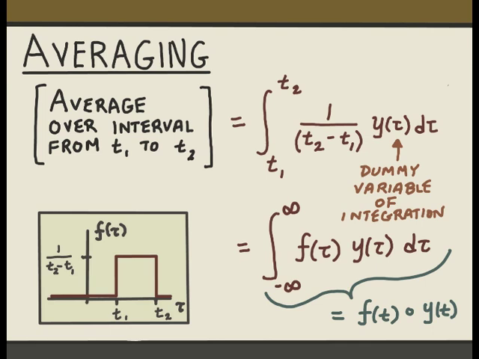It is a pulse between time t1 and time t2 with a height of 1 over the duration t2 minus t1. The average of a signal between time t1 and t2 is the integral from t1 to t2 of 1 over t2 minus t1 times the signal y of tau d tau, where tau is simply the dummy variable of integration. And you can verify that that integral is equal to the circle product of f of t and y of t.